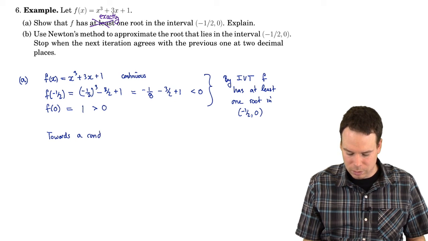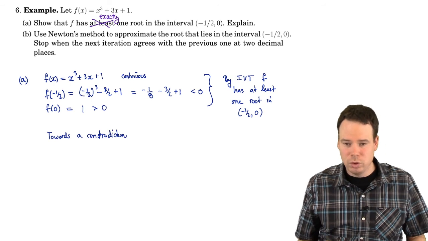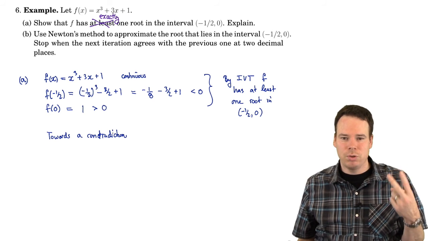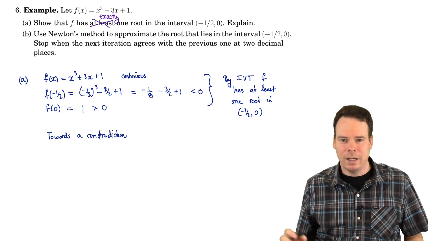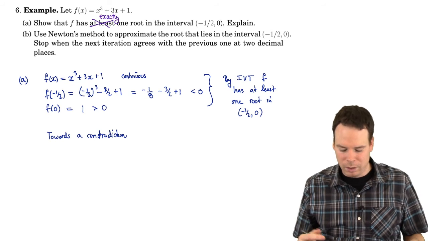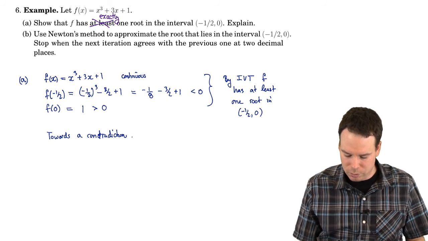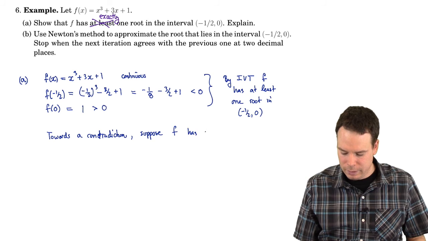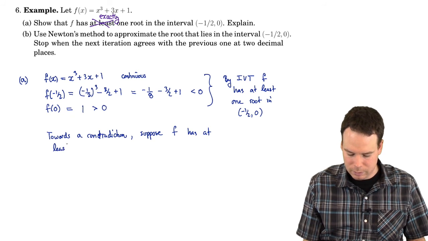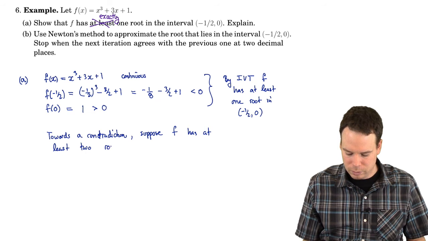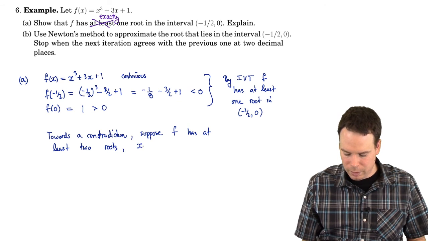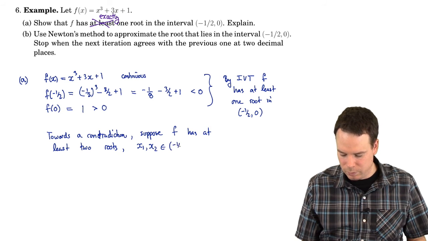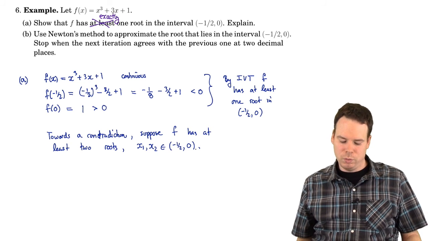So towards a contradiction, in other words, we're going to assume that there's more than one root, so assume there's two roots, and try to get something absurd, something that can't actually be true, something impossible. And so then our assumption had to be incorrect. So towards a contradiction, suppose f has at least two roots. And we'll call them x1 and x2 in this interval -1/2 to 0. So suppose there's two roots.